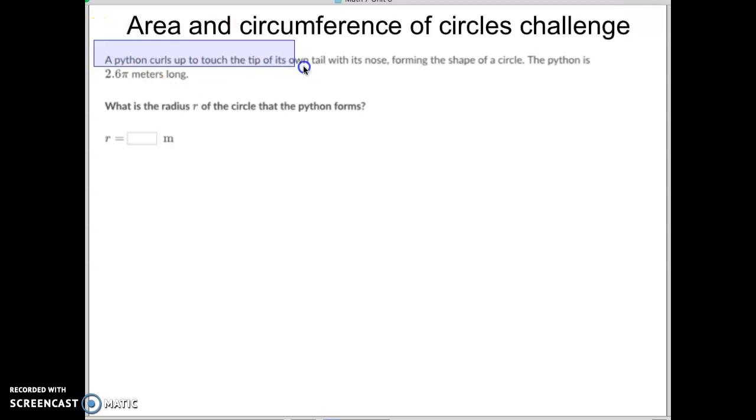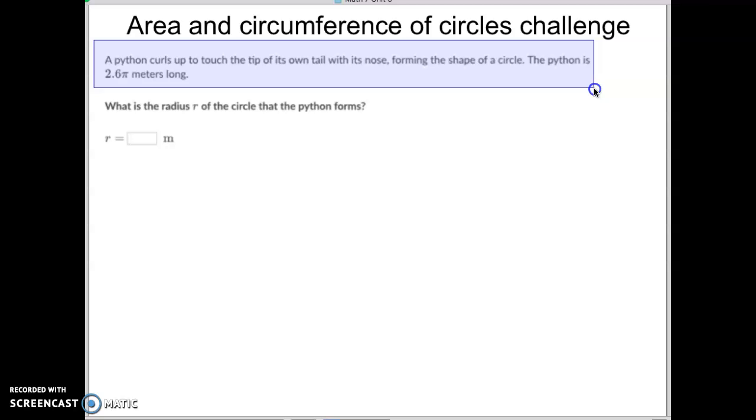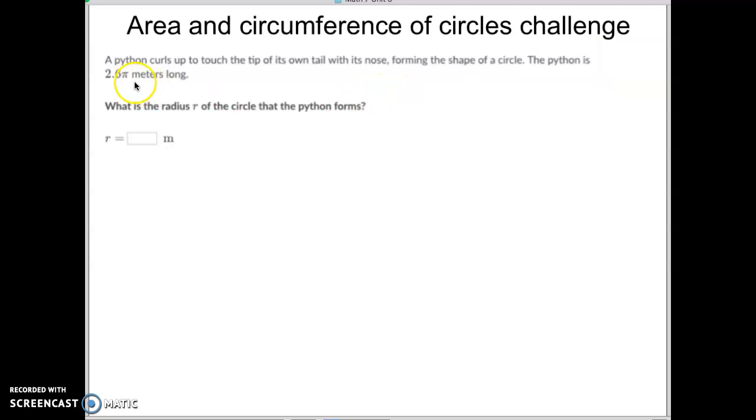A python curls up so the tip of its tail touches its nose, forming the shape of a circle. The python is 2.6 pi meters long. Well, you know that circumference equals the diameter times pi. So all they basically told you here is that 2.6 is your diameter.